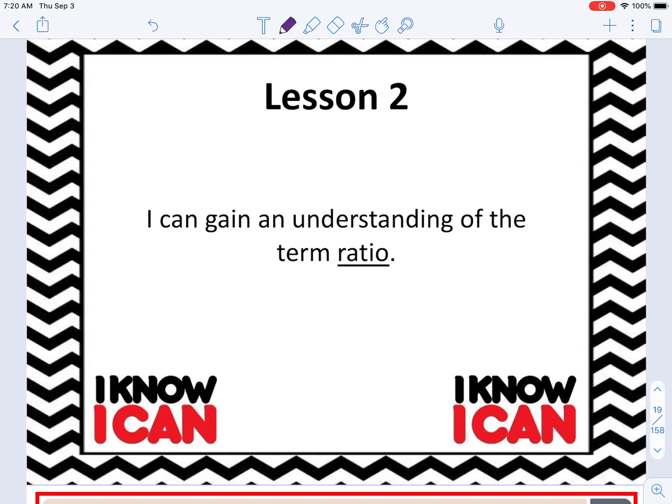We're going to go ahead and start on lesson two, and today's objective is the same as yesterday. I can gain an understanding of the term ratio. Like I said yesterday, the term ratio tells us that we are comparing two values. It's a relationship between those values.